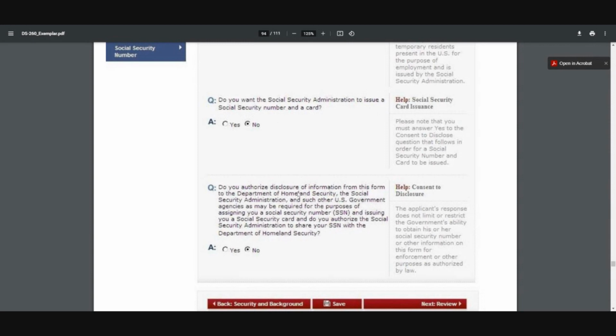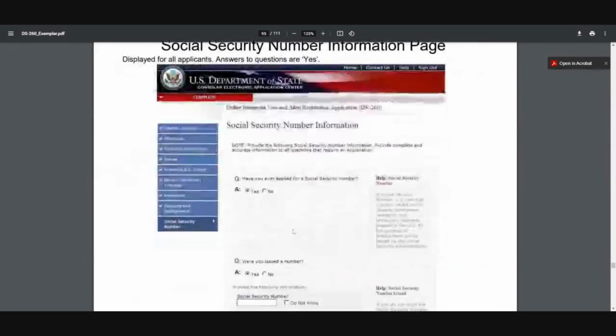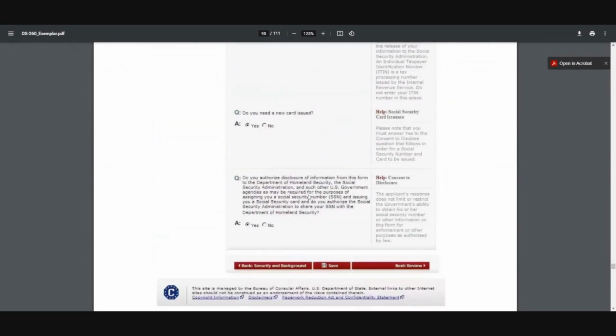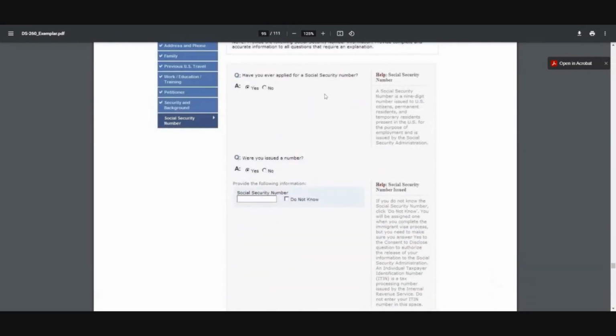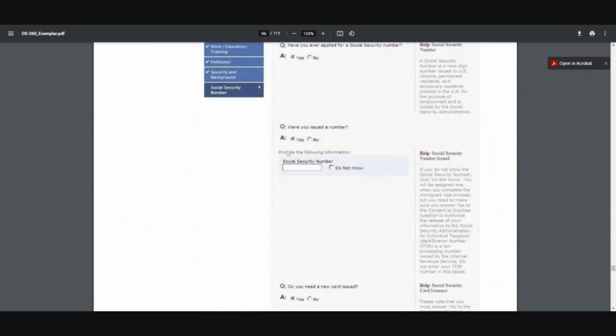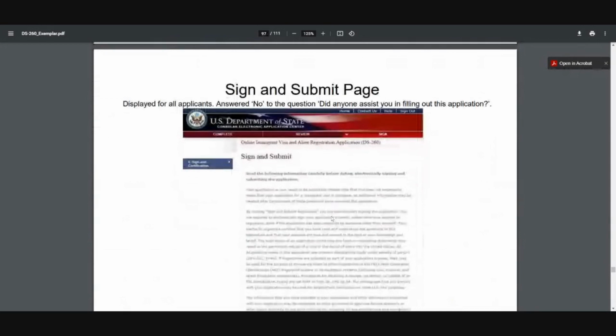And then, do you authorize them to share information with the Department of Homeland Security? You will tell them there whatever you want. Have you ever been employed? The same thing we talked about there. And if you have ever been given a social security number, they tell you to write it there.